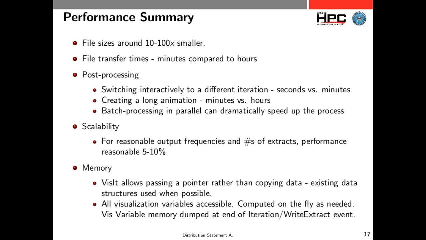In terms of memory, the way we implemented it, VisIt has a nice feature where rather than copying data into some data structure to send it, you can pass pointers when possible. So we've done that as much as possible. In some cases, we can't do that, but for all the variable data, that's generated on the fly when VisIt asks for it. So if you create only an isosurface of pressure, you'll hand off a variable for pressure, and then after you're done doing the extract, and you move on to the next iteration, that memory gets dumped so that it won't clog up the memory.